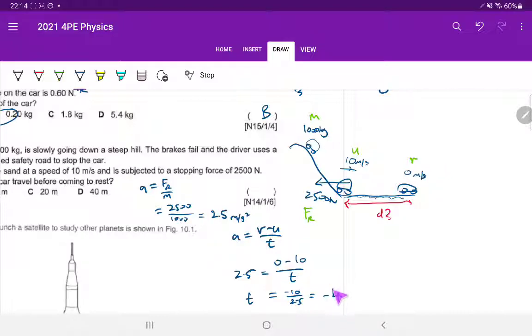Oh, sorry. Sorry, my acceleration is negative, right? Because it's slowing down because my resultant force is negative. So it'll be negative over negative, which will give me 4 seconds. Okay, so not too bad.